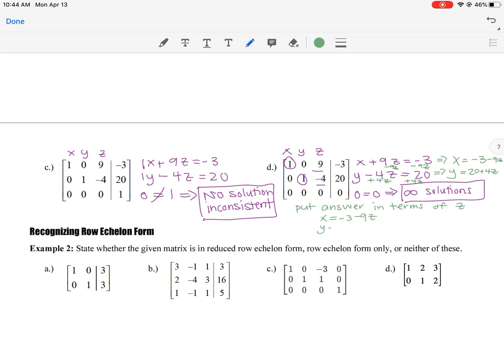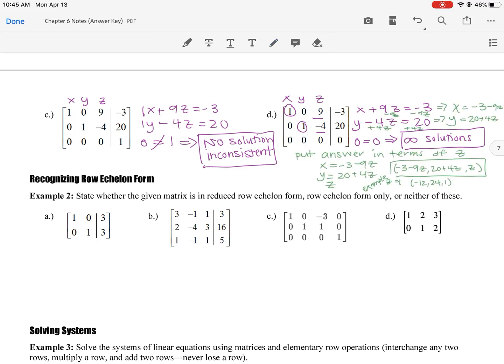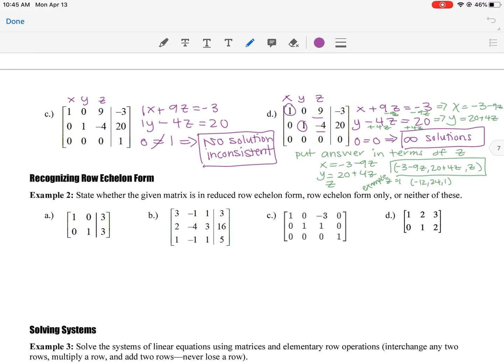So if you wanted to think about this, your x is -3 minus 9z. Your y is 20 plus 4z, and then you just have z. So if you write it in that ordered triple like we do sometimes, you'd have -3 minus 9z, 20 plus 4z, and then just z. So if you plugged in the number 1 as an example, if z equals 1, then you would have something of the form -12, 24, and then 1, right? And if z equals 2, you could plug 2 into z for everything, and you could see what it would look like. Okay, and this is a little example.